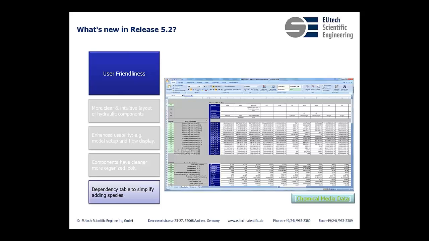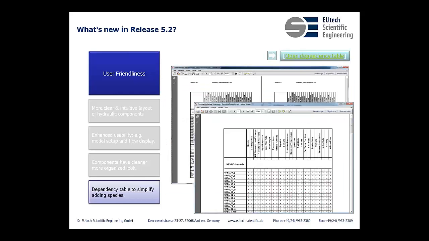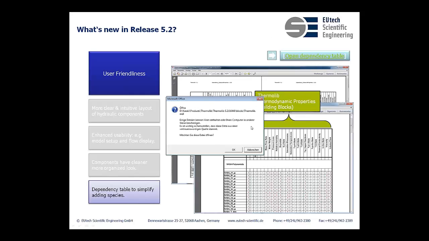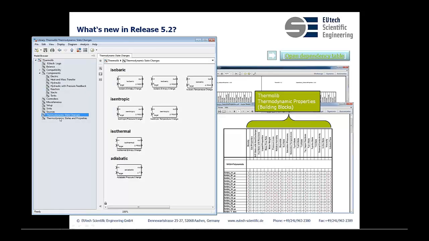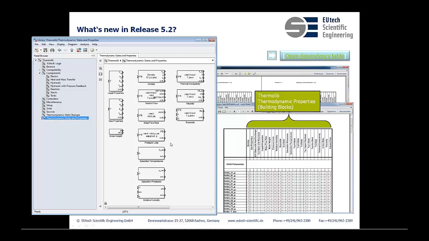So what we did is created a dependency table. This table basically has as components all the basic properties of Thermolib. This is here in the header of the table. To clarify this, I'm going to open the Thermolib library again. So these are the basic building blocks of the Thermolib library: the state changes and the states and properties. Mainly the states and properties. So each of these blocks has an entry in the header of this data dependency table.